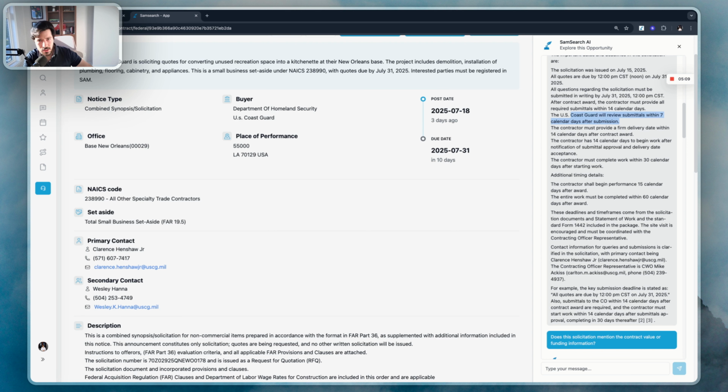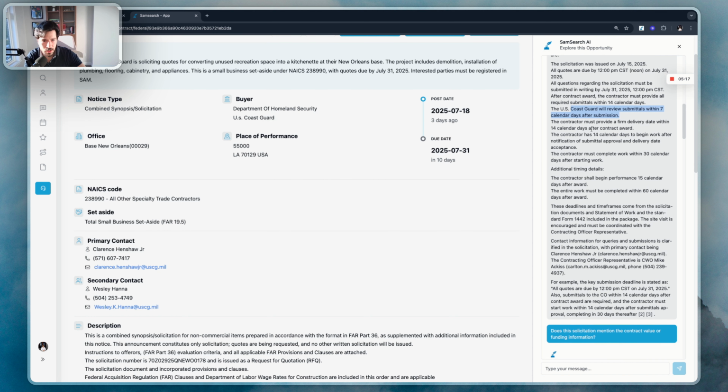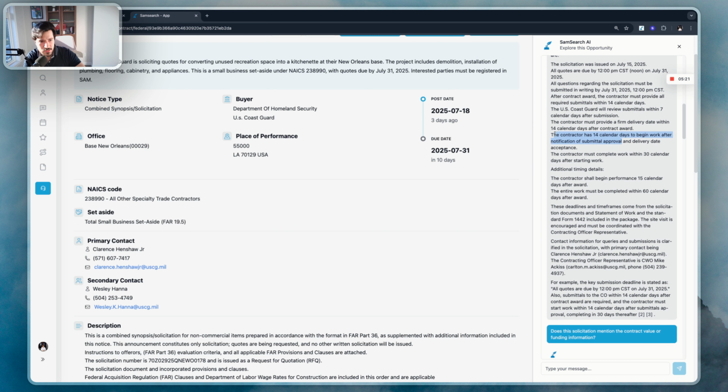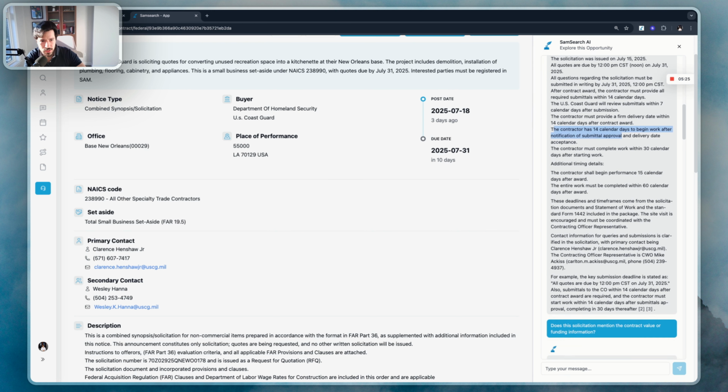Within 7 days, they are going to release the decision, and we have to submit all the required documents within 14 calendar days from the time we get the contract. And then we have 14 calendar days to begin work after notification of submittal approval. So once we get approved, we have 14 days to start working.